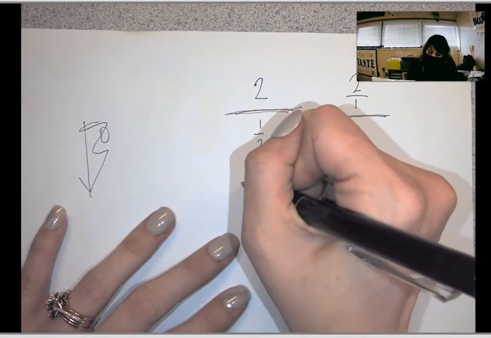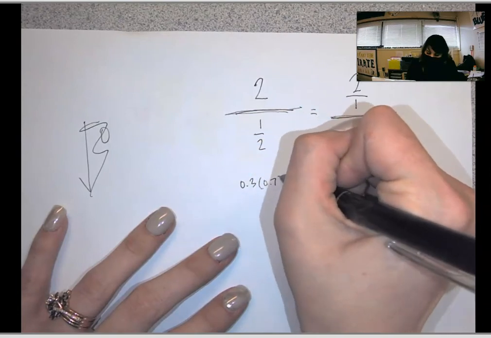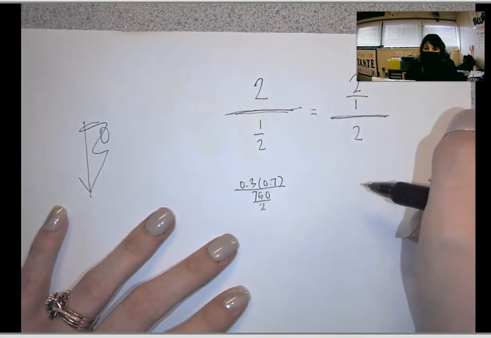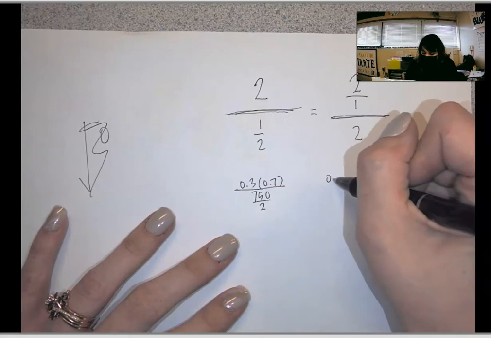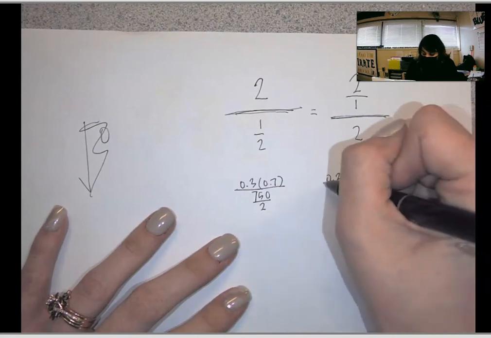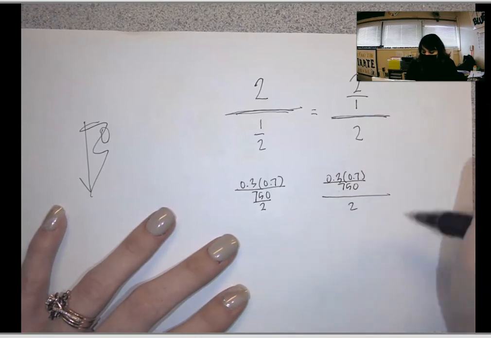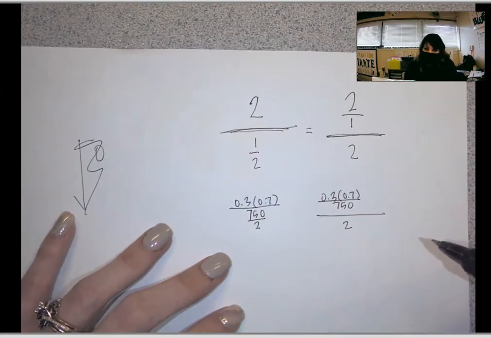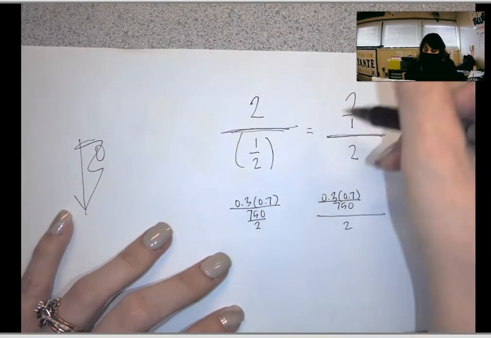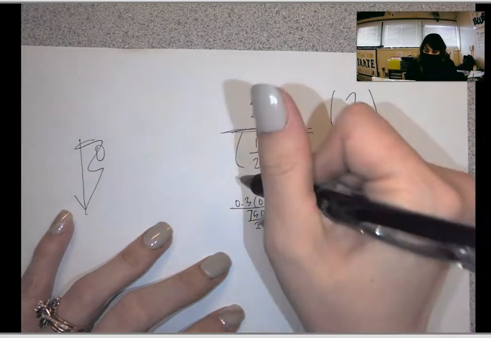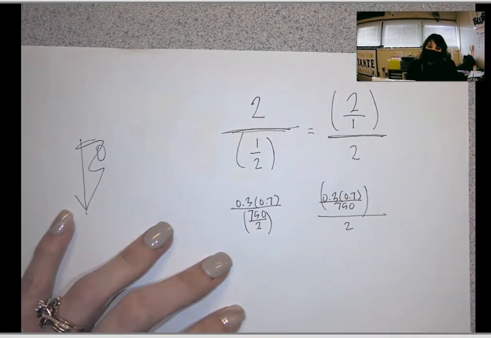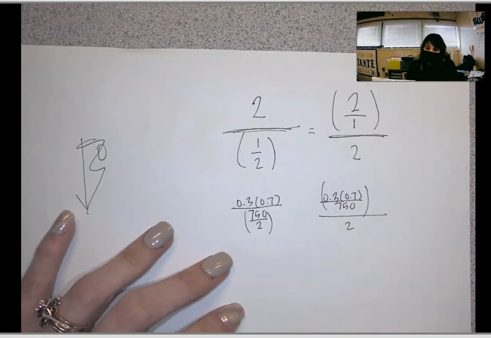So when I had 0.3 times 0.7 over 750 divided by 2, I just changed it so that it was 0.3 times 0.7 over 750 divided by 2. So you can group these two however you want. So this is the same as this. So this is the same as that. And that's how I was able to change the standard deviation.